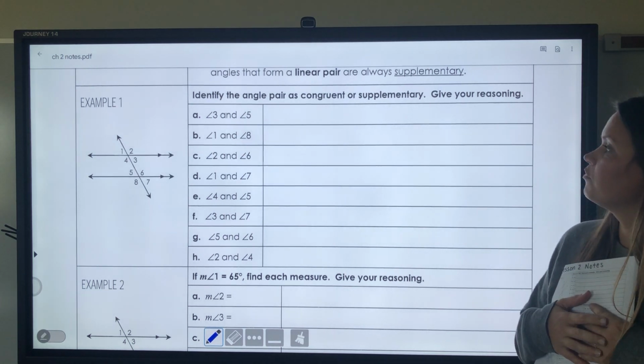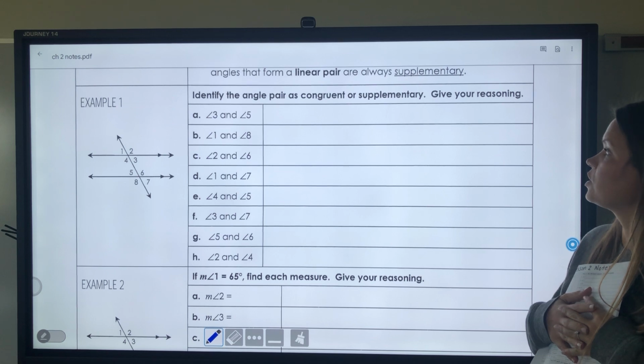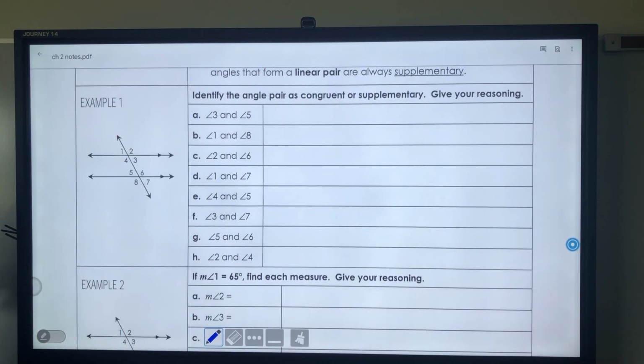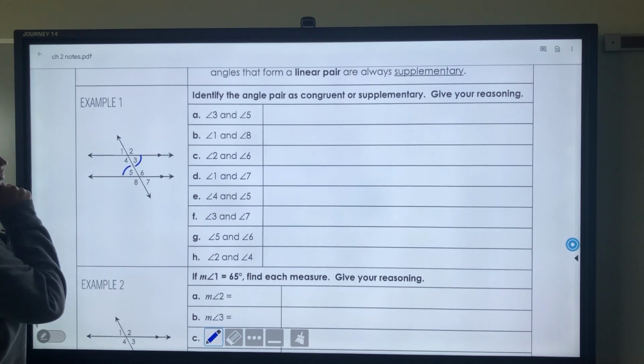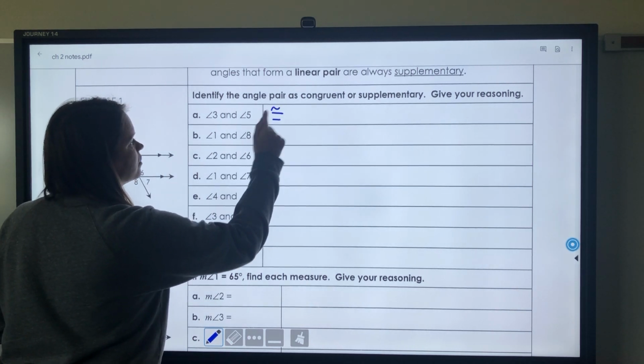Okay, so now let's go and find this angle 3, and it says identify the angle pair as congruent or supplementary. So now we're going to test out what the rules are that we just wrote down. So 3 and 5 are right here. Those are called alternate interiors, so we know that they are congruent.